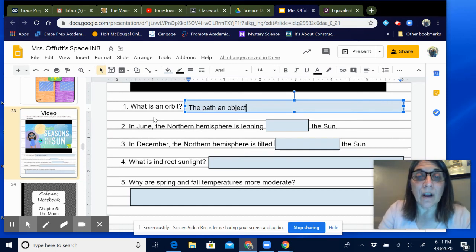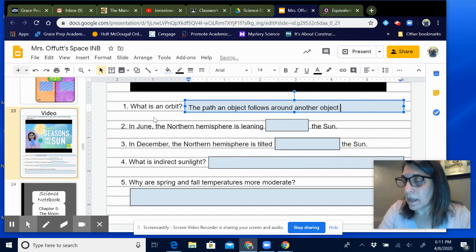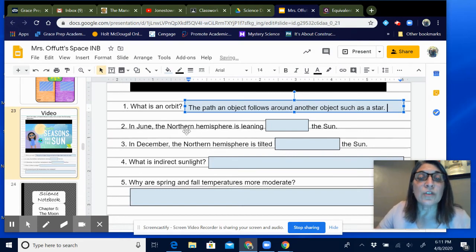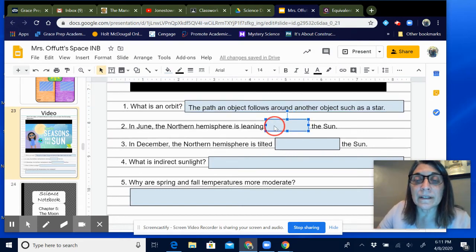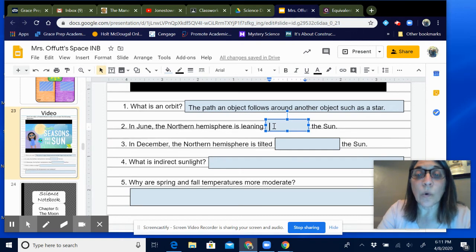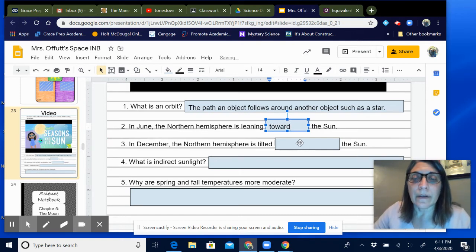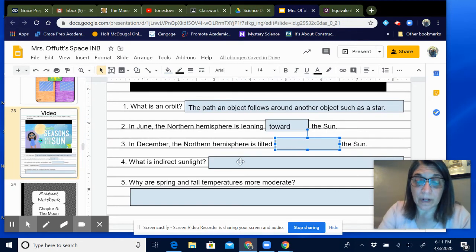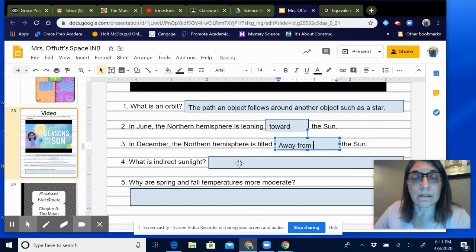Okay, so the path an object follows around another object, such as a star. Okay. And then in June, the northern hemisphere is leaning toward the sun. Okay, in December, the northern hemisphere is tilted away from the sun, right?